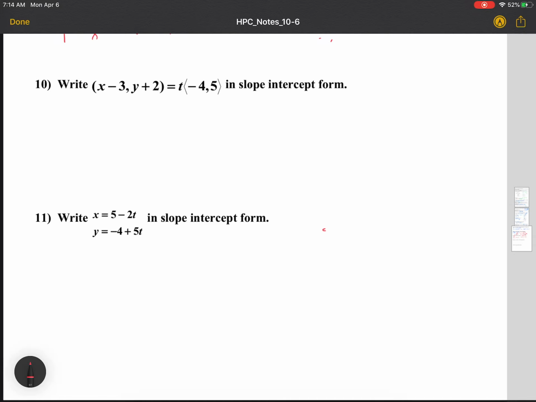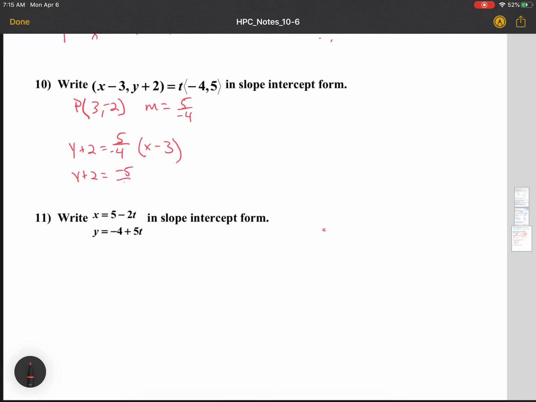Now for 10, write this vector equation in slope-intercept form. It's not too bad. We got a point. What's our point? It's going to be 3, negative 2. For our slope, we're using our vector, so we're going to have 5 over negative 4. So now when we start plugging this in, we get y plus 2 equals 5 over negative 4 times x minus 3.